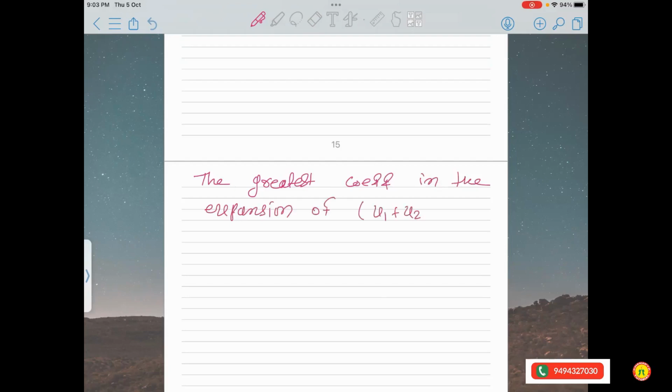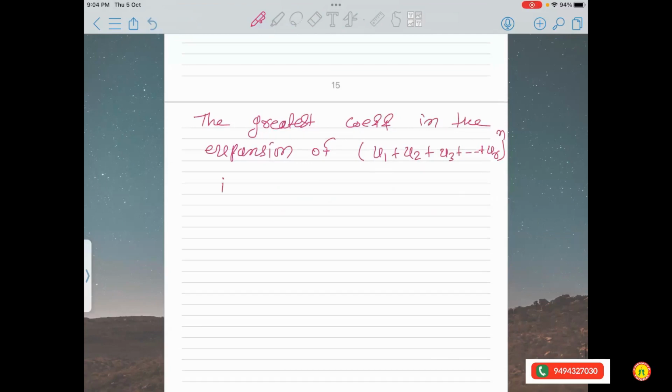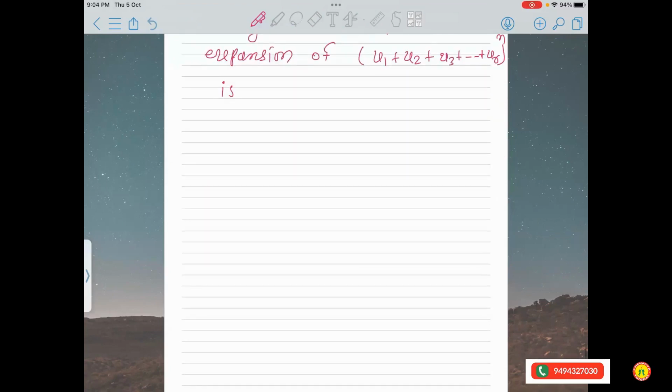x1 plus x2 plus ... where these are variables, right? Exponential different terms, x_r power n. You need to remember this formula, n factorial upon q factorial power m minus r. I will discuss these things.